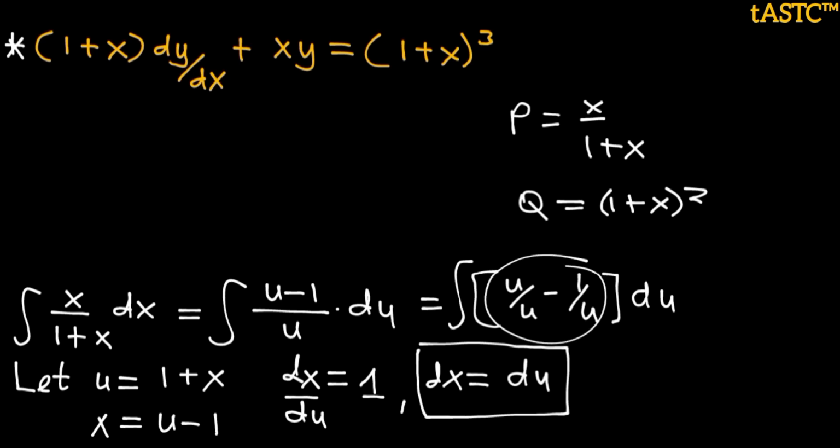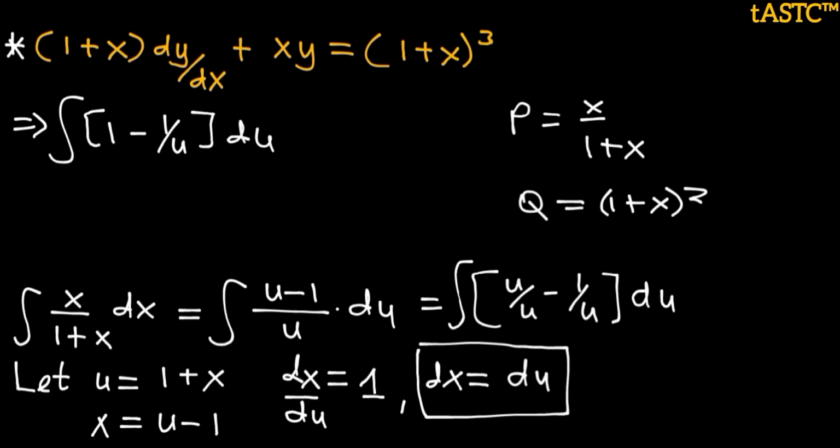So here we can find out there could be simplification. This is basically going to give us the integral of 1 minus 1 over u du. So the integral of 1 with respect to u is u, and the integral of -1 over u is negative ln u. So that is what we're going to have.